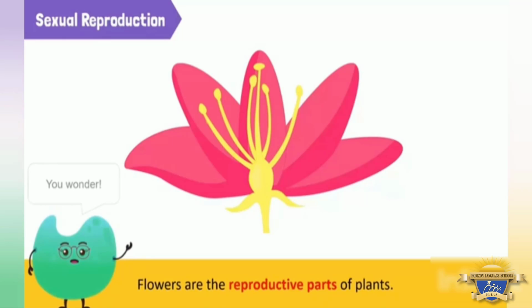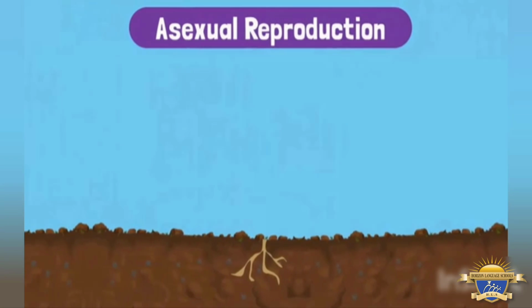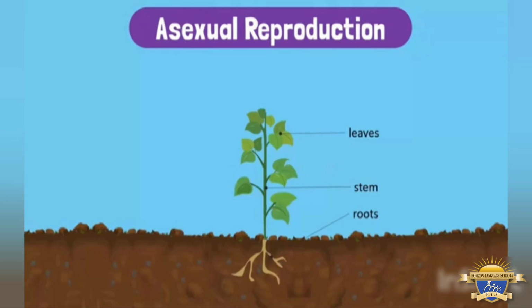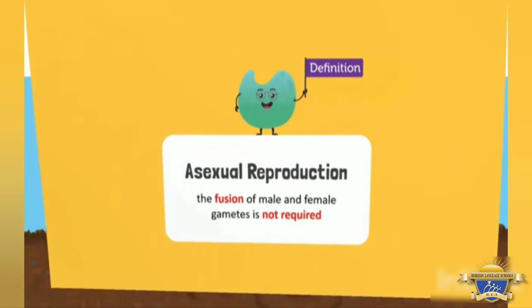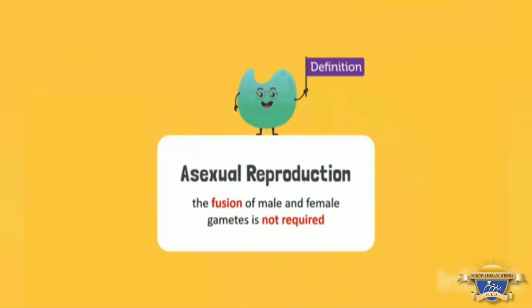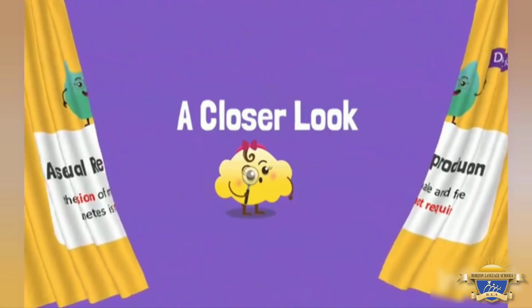Oh, but I bet you're wondering, what is asexual reproduction? Well, we know that plants have roots, stems, and leaves. These parts are called the vegetative parts of a plant. When a new plant is formed using these parts, the process is called vegetative propagation or asexual reproduction. In asexual reproduction, the fusion of male and female gametes is not required. Let's see how asexual reproduction takes place.